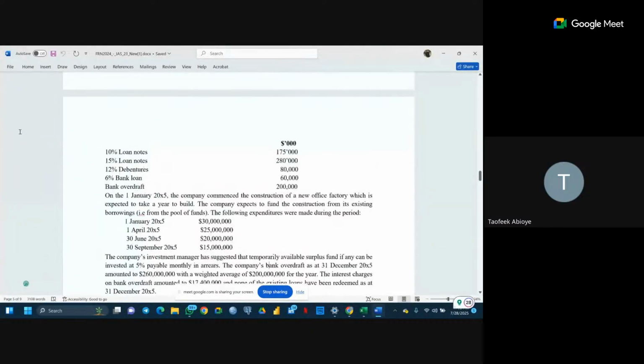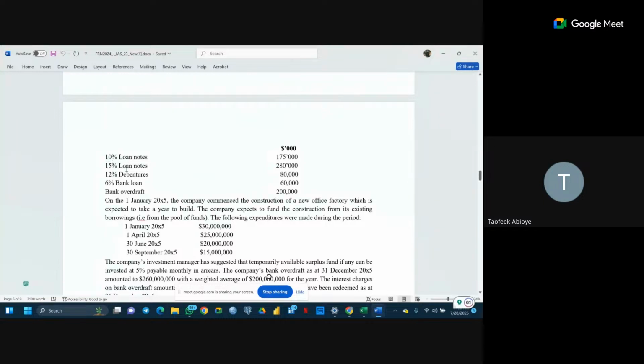This is a 10% loan note. This is another 15%. This is another 12%. This is a bank overdraft of 6%. They have more than a single source of borrowing. They are using multiple sources of borrowing to finance their project.